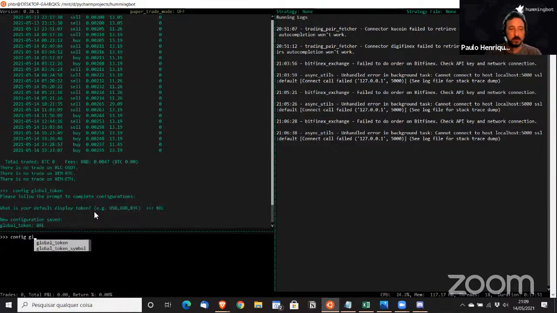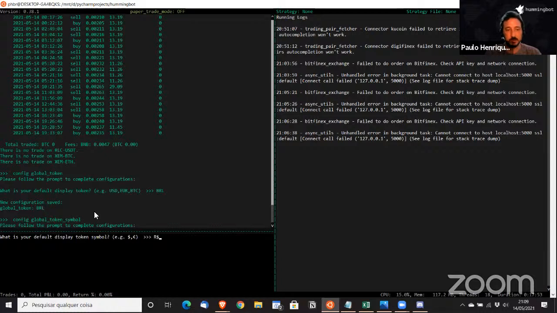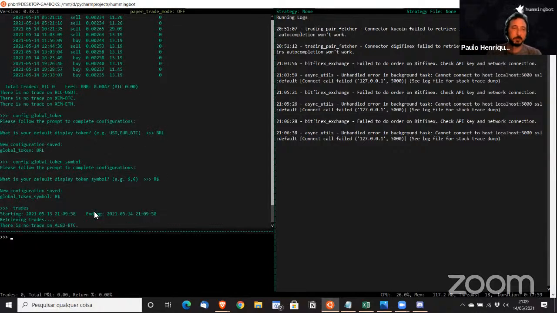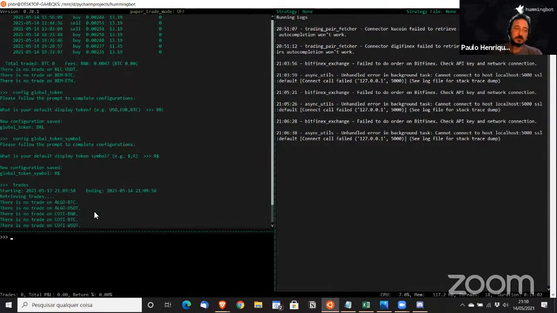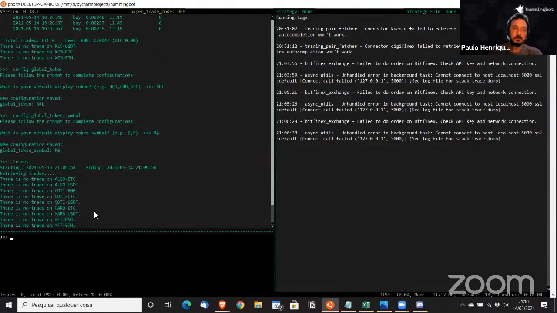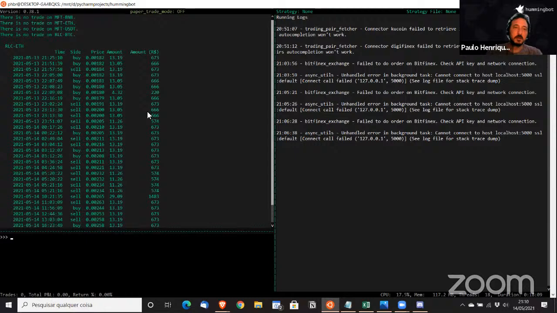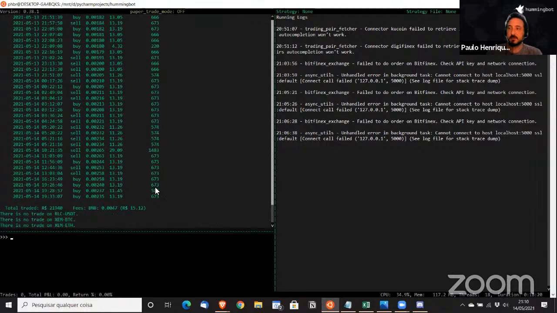Config, global token symbol, Brazilian real. And trades. Let's see what appears now. Reading the trades, doing the conversion, and here we go. The amount is now priced in Brazilian real, so I can check what the value of it is, right?